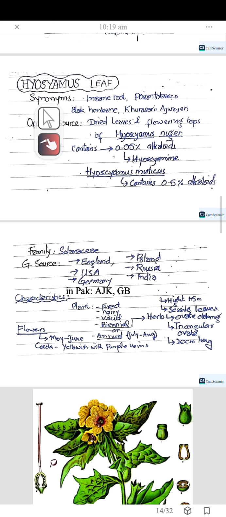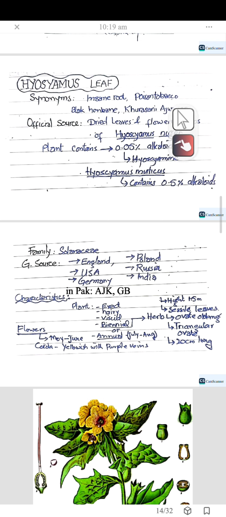Okay. Now, the synonyms of this plant. Your local or traditional name of this plant is insane root. Why is it called insane root? Because of its hallucination and delirium effect, it is called insane root. Poisonous tobacco: in olden days it was used in cigarettes to smoke, and the effect of this plant was poisonous. So that's why it is called poisonous tobacco. Black henbane: the leaves of this plant, the stem and even the whole plant are dark green, so that's why it is also called henbane.